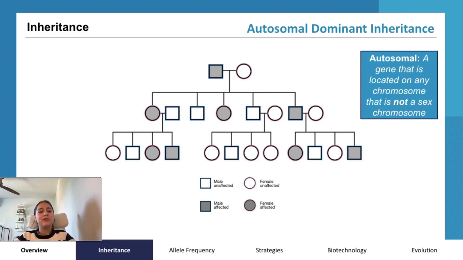Let's delve into how we can use pedigree charts to predict the inheritance of genetic disorders such as Huntington's disease. Huntington's disease is a type of disease affecting movement, cognition, and mental health. We can represent its inheritance using a pedigree chart like the one shown on screen.